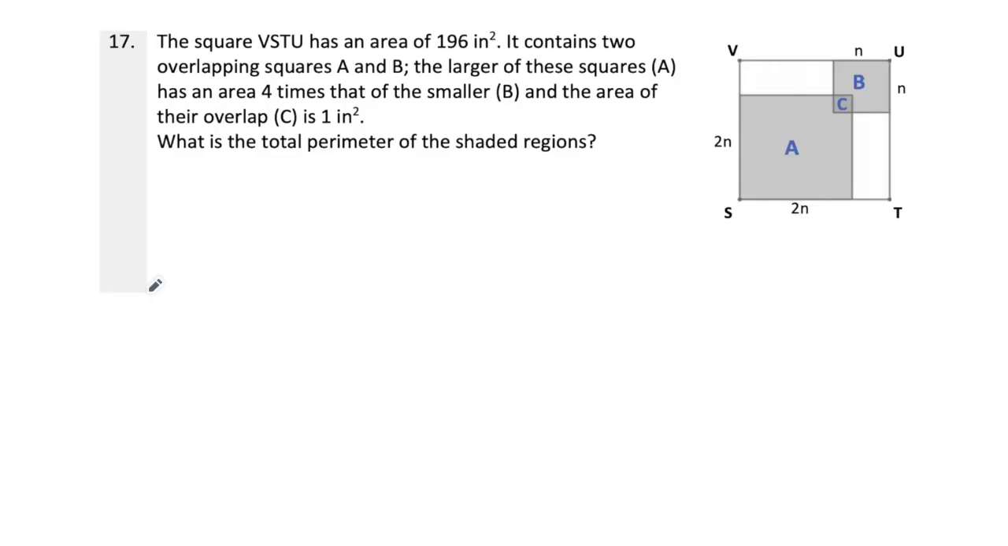For this problem, we need to figure out the total perimeter of the shaded regions. We know that the square has an area of 196. The length of a side for this square is 14 because the square root of 196 is equal to 14. So all of the sides have a length of 14.